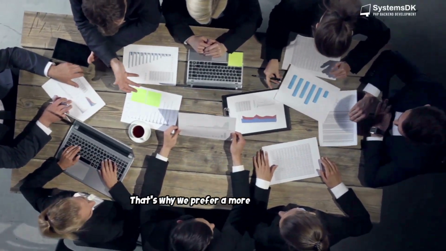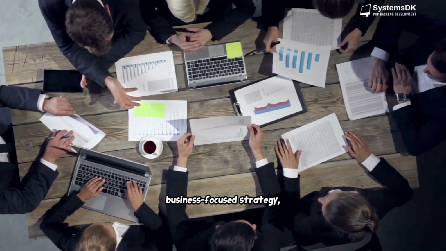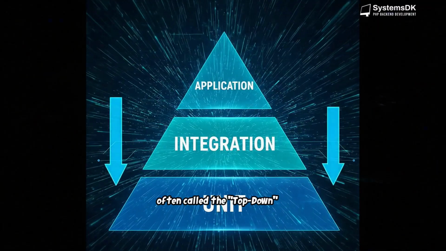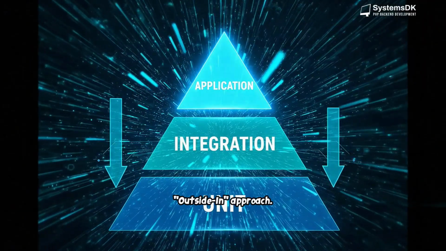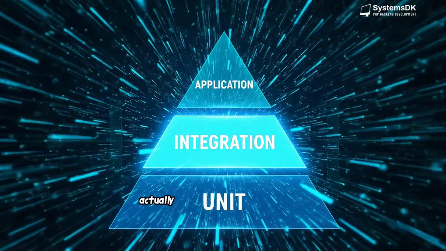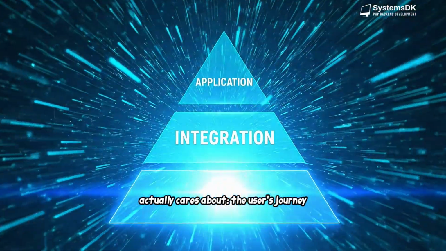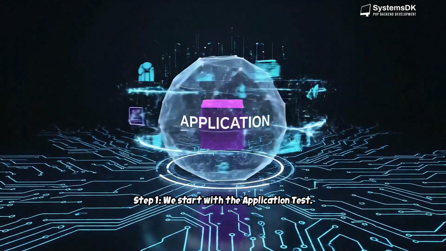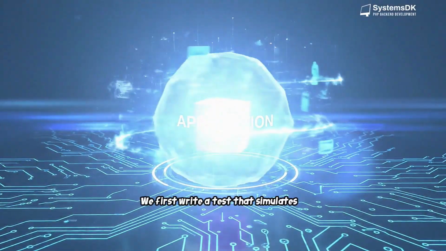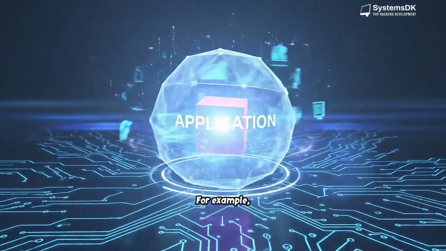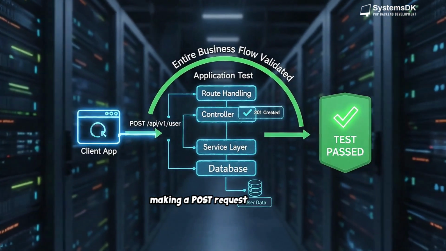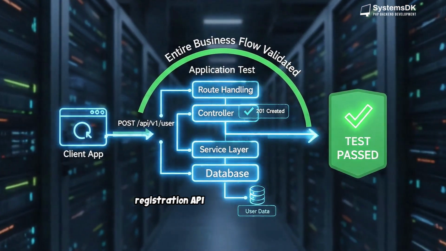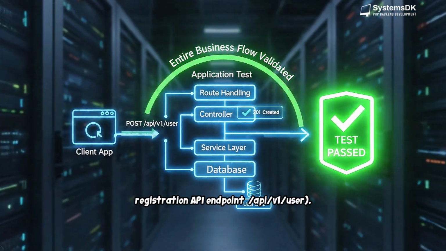That's why we prefer a more pragmatic and business-focused strategy, often called the top-down or outside-in approach. We start by testing what the business actually cares about, the user's journey and the core features. Step 1, we start with the application test. We first write a test that simulates a real-world request. For example, making a POST request to our user registration API endpoint, API v1 user.